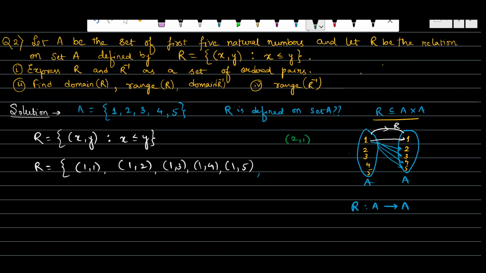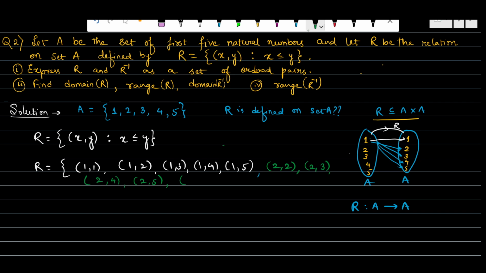Similarly, can (2, 1) be a pair? No. Why? As 2 is not less than or equal to 1. So (2, 1) will not form a pair. But (2, 2) will form a pair. Why? As 2 is less than or equal to 2. As 2 is equal to 2, this condition will hold, right? Similarly, you may check for (2, 3). This will also come as 2 is less than 3. Similarly (2, 4), (2, 5).